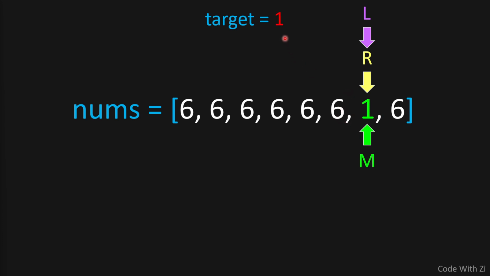Well, 1 is equal to 1. Thank God, that means we have an answer and this is going to be it. So just like you saw, each time we're going to calculate our middle, we're going to check if we have duplicates and we're going to find the sorted side and we're going to update our left and right variables accordingly. Now let's code this in the simplest way possible.